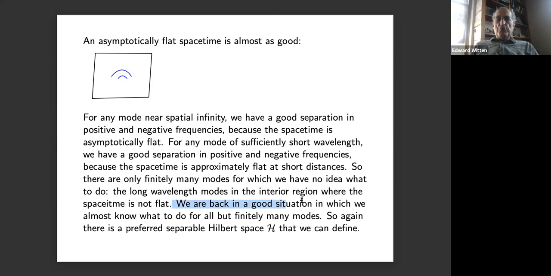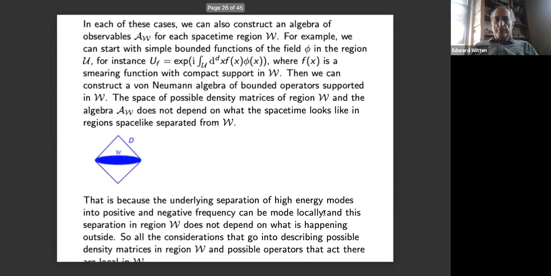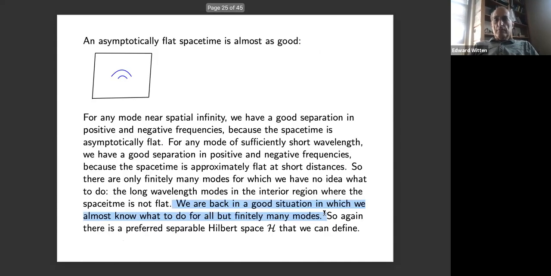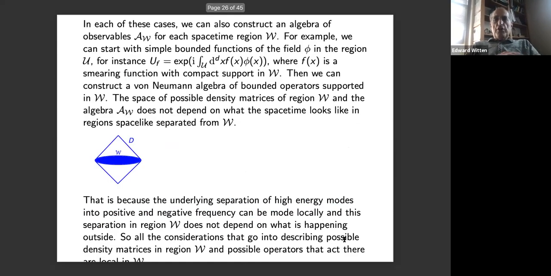So we're back in a good situation in which we know what to do, or we almost know what to do, for all but finitely many modes. So again, there's a preferred separable Hilbert space that we can define with a good treatment of all but finitely many modes and any treatment of the others. In each of these cases, you can also construct an algebra of observables, AW, for each spacetime region, W. I wrote it here in terms of bounded functions.